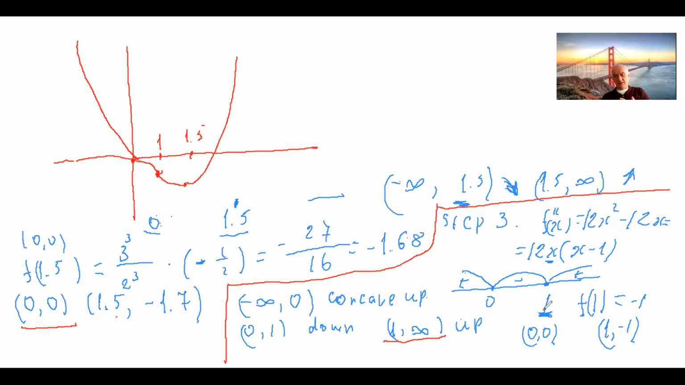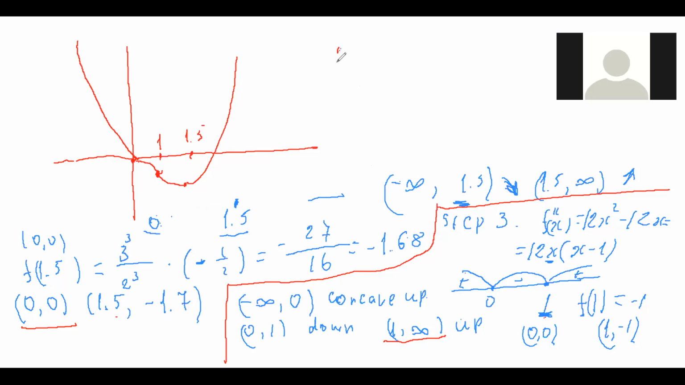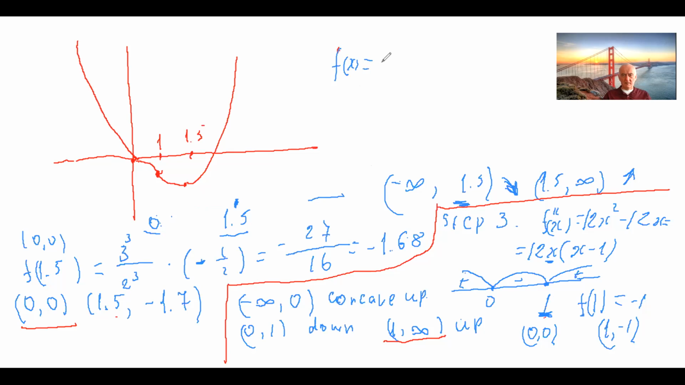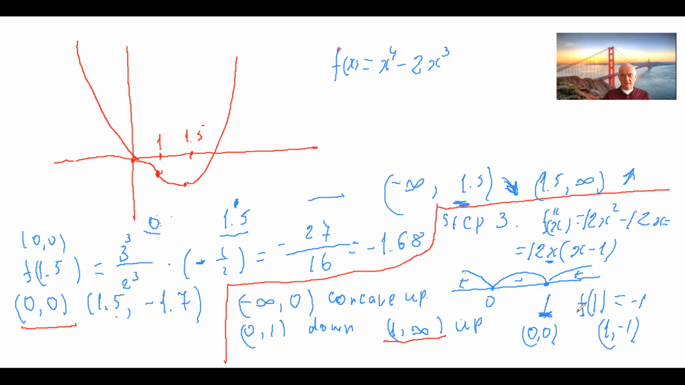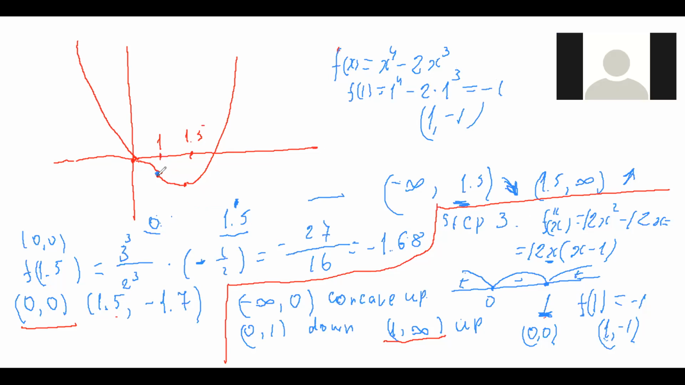This is the corresponding value of the function. When x equals 1, our function, unfortunately I erased it, but it's the original form. What is this function? f(x) equals x to the power 4 minus 2x cubed. I put 1 here: f(1) equals 1 to the power 4 minus 2 times 1 to the power 3, and this is minus 1. And I got the point (1, -1). What is this point? This is an inflection point because the second derivative changed sign here.